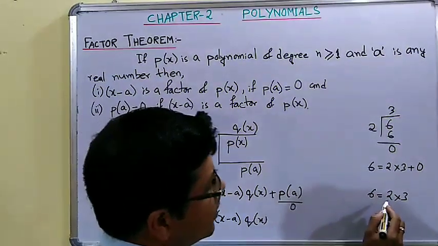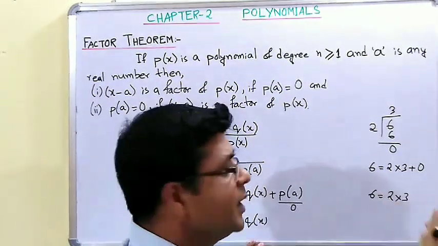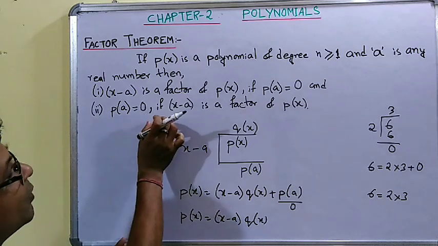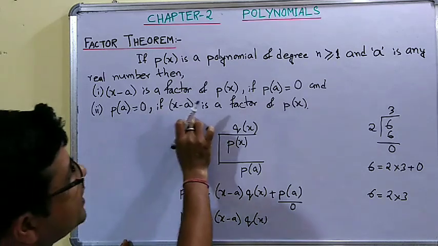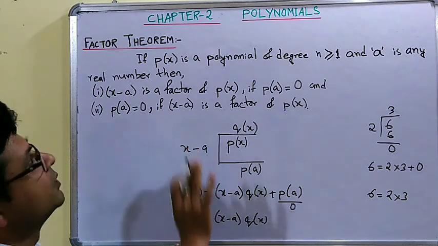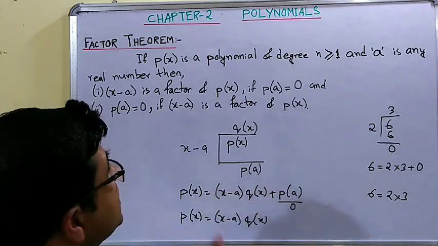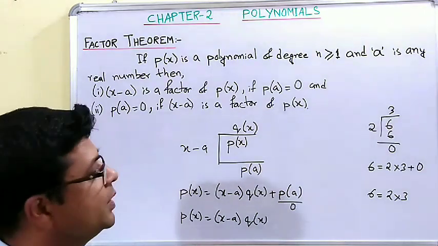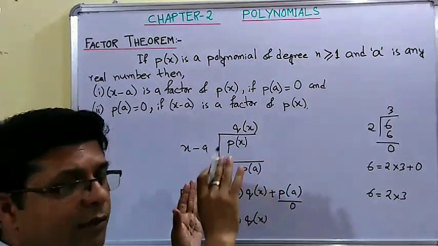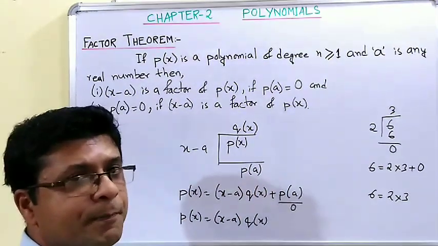Conversely, if 2 is a factor of 6, then what will be the remainder? 0. This is what is discussed here. When will the remainder be 0? If x minus a is a factor. If this is a factor, then the remainder will be 0. This is the simple thing in the factor theorem, the continuation of the remainder theorem. If the remainder is 0, x minus a is a factor. And if x minus a is a factor, the remainder will be 0.